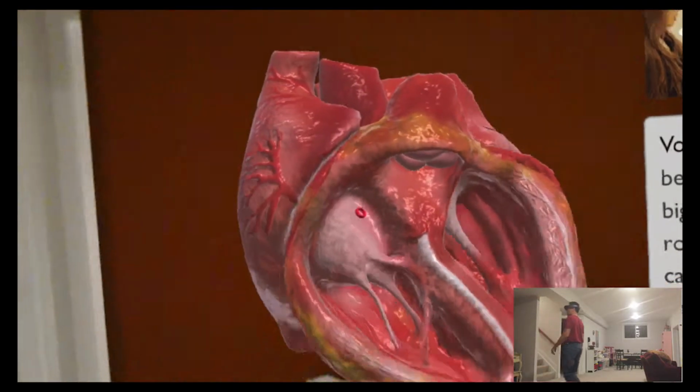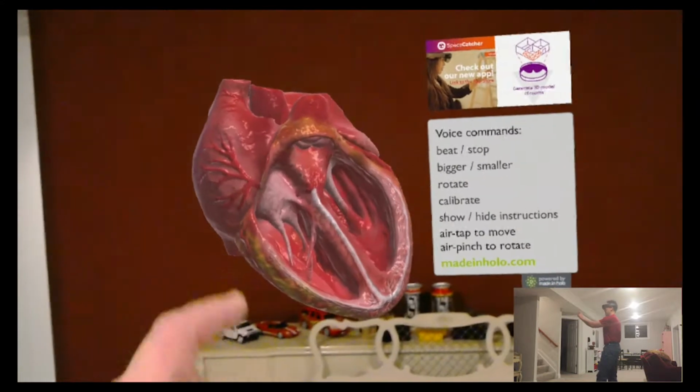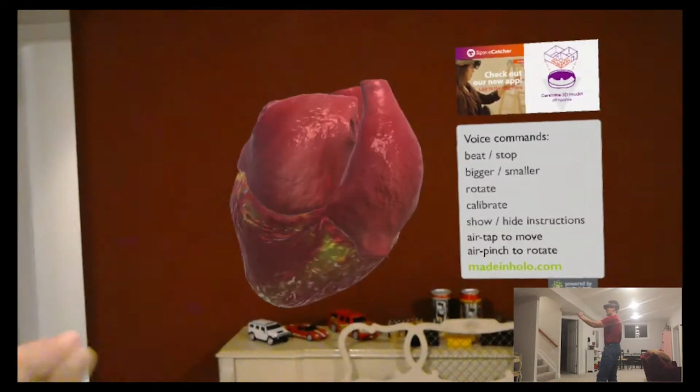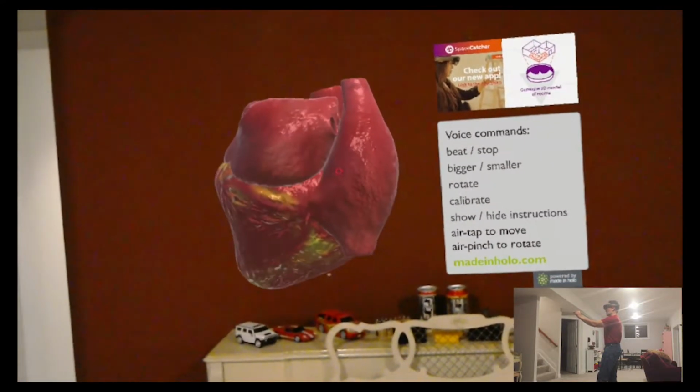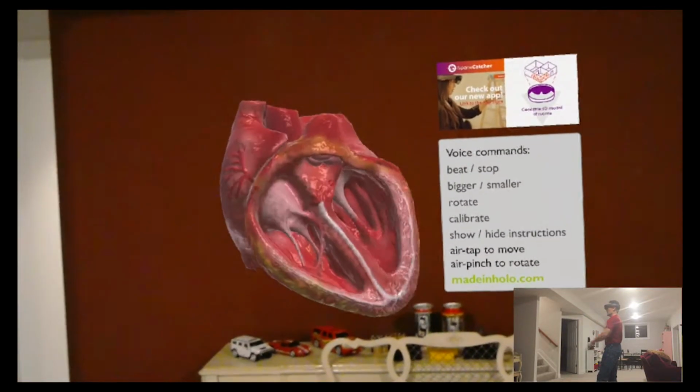So you can do other things like rotate it, spin it around. Stop.